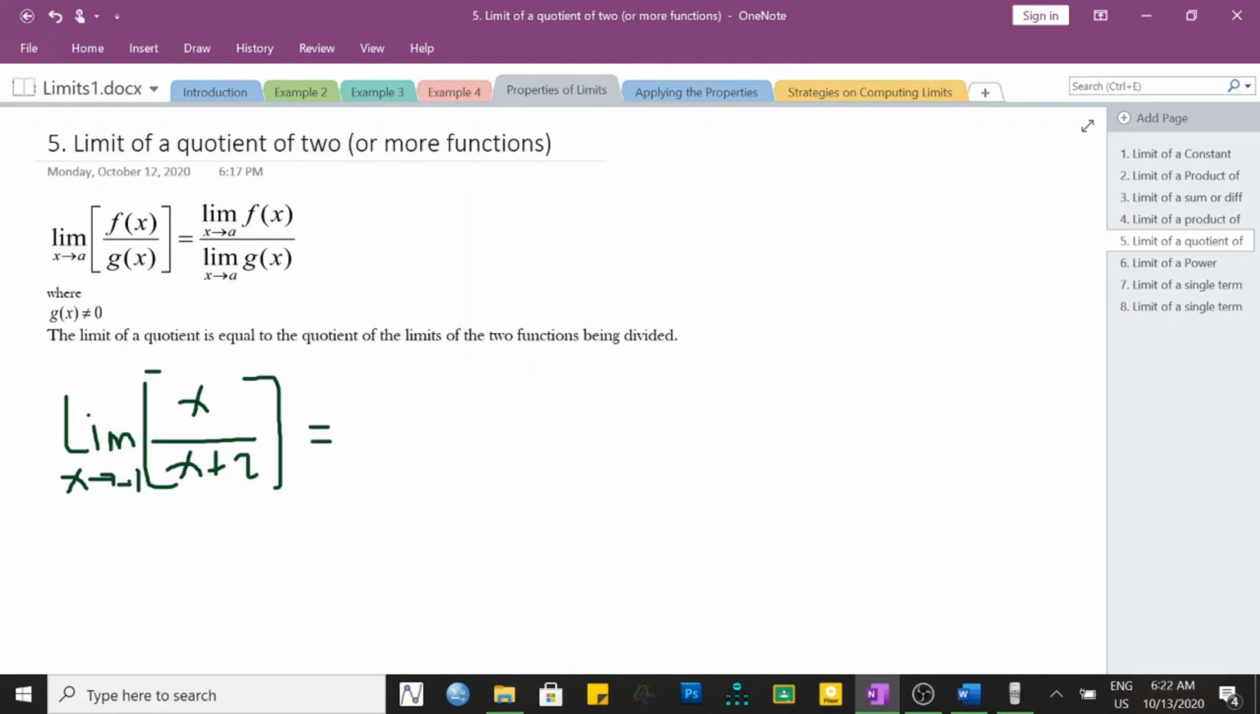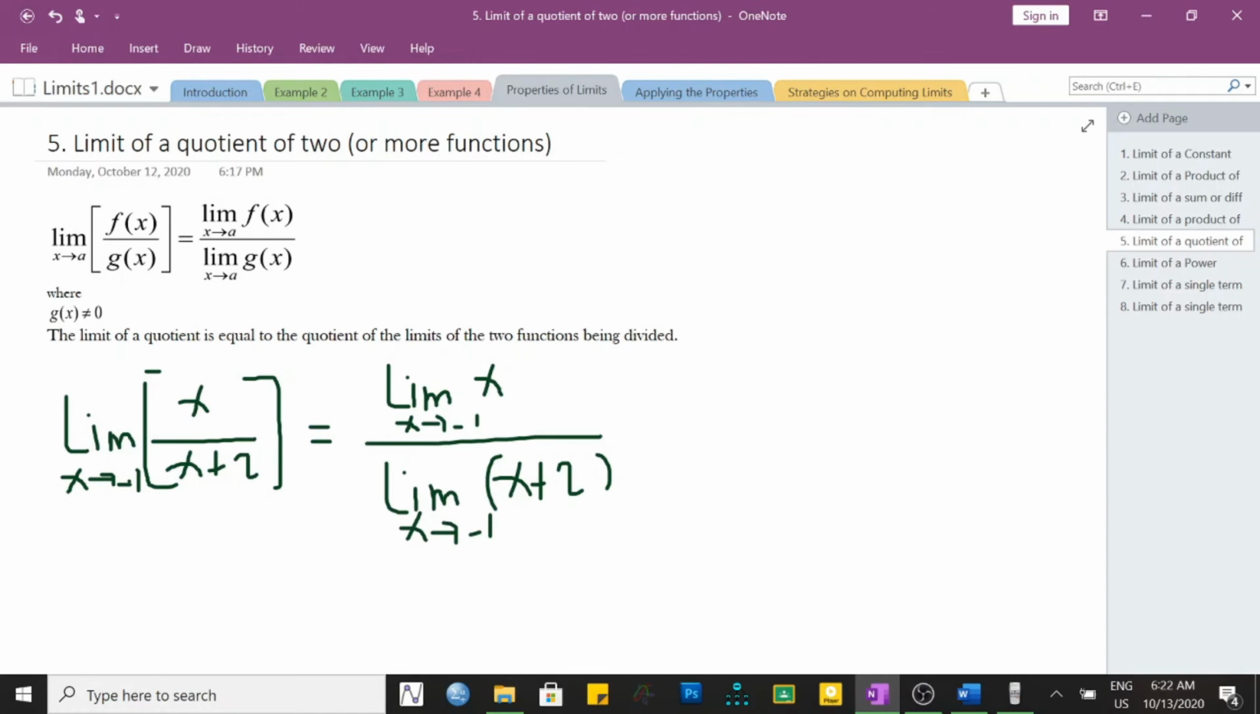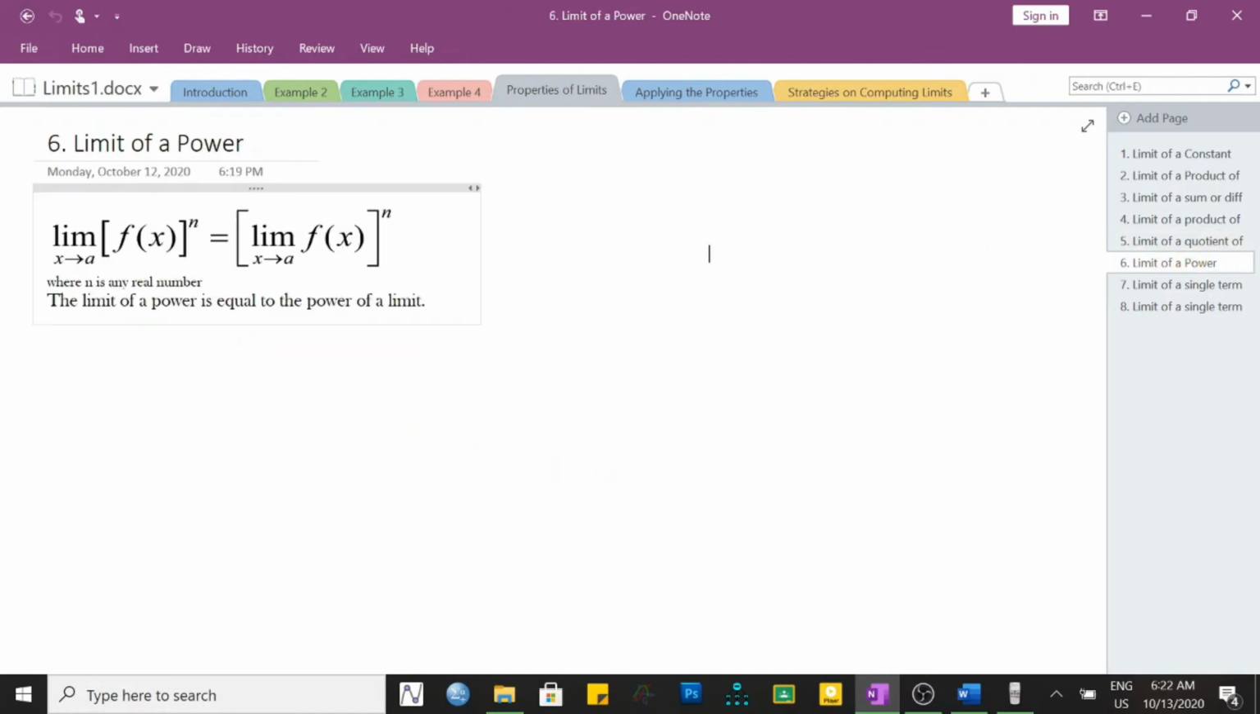can be broken down as the limit of the numerator, that is x, as x approaches negative 1, over the limit of the entire denominator, x plus 2, as x approaches negative 1. The limit of a power.